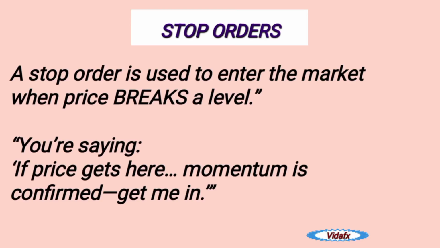Now, in this type of order, you're saying if price breaks 1,500 and starts moving to 1,550 or 1,600, get me into the market. That means the market is really going to buy. So you're saying at this point, I don't want to join the market early. I want to join it halfway when the trade is already running. And we also have different types of buy stop limit.